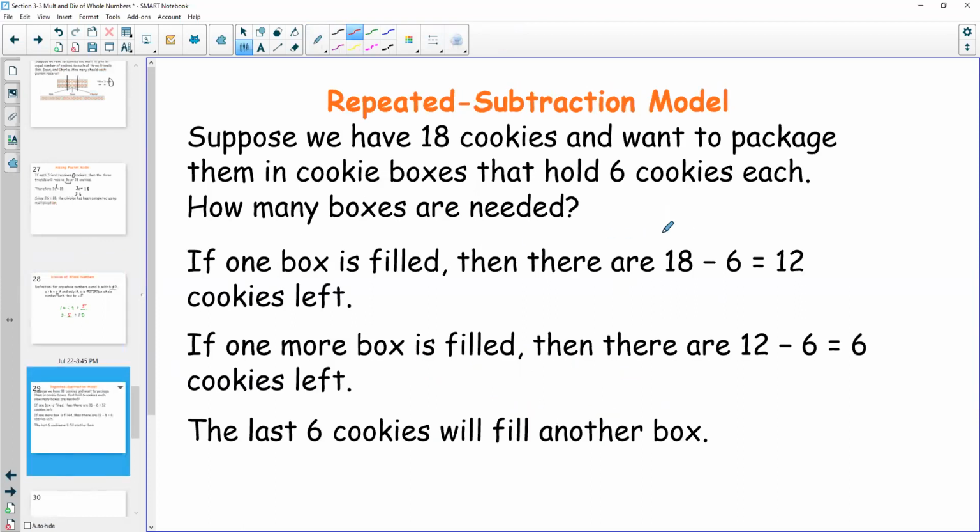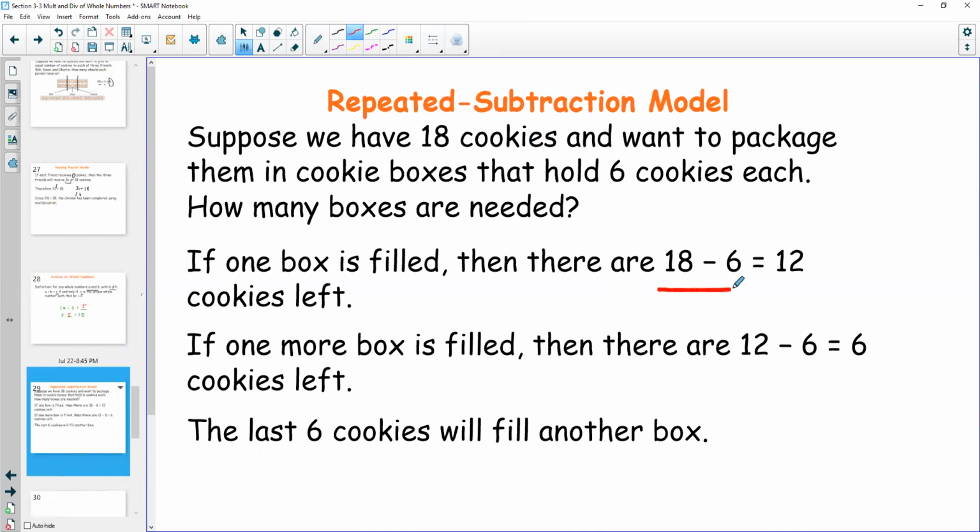Repeated subtraction is a really common thing for kids to do. Heck, I even do it every now and then because it's a little easier than doing a crazy division. So imagine you have 18 cookies and you want to package them in boxes that hold 6 cookies each. I saw my daughter do this the other day because she was trying to make groups of something for her stuffed animals that she makes all sorts of crafts for. So she has 18 cookies and she wants to put them in the boxes.